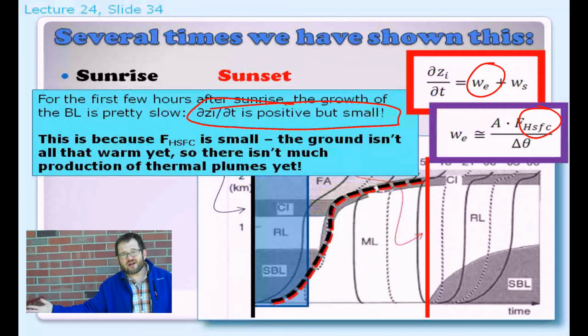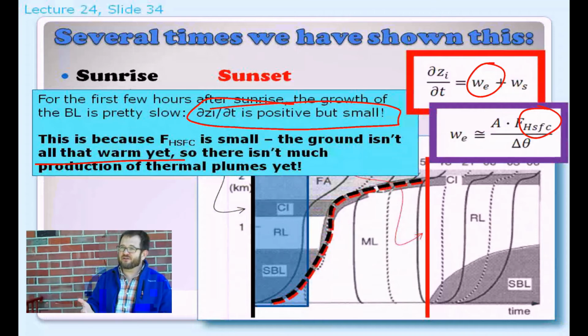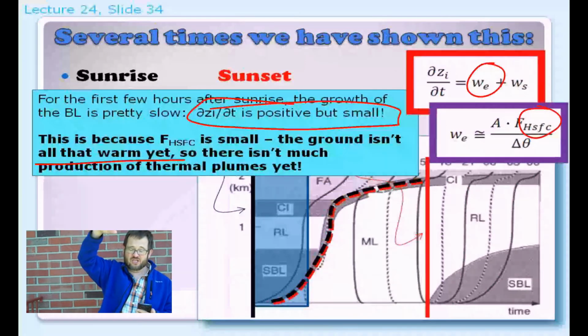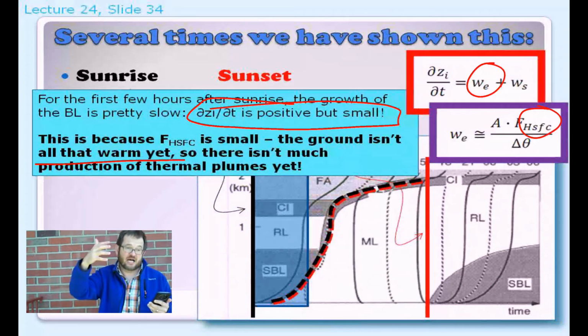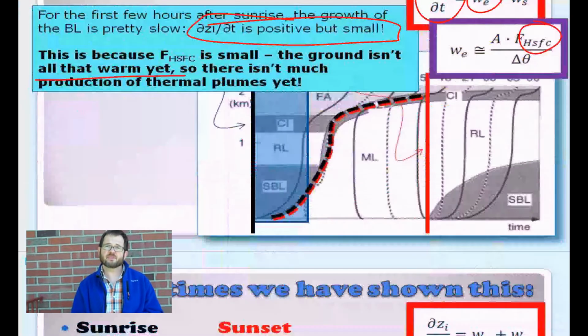Well, first thing in the morning, right after the sun comes up, the ground really isn't all that much warmer than the atmosphere. There really isn't much flux of heat from the surface into the air, so there really isn't much production of thermals. Each thermal that does rise, every plume that rises up and punches through the value of Zi, does pull a little bit of air from the entrainment zone back down into the boundary layer, but there just aren't that many of them. So the rate of growth of the boundary layer just isn't all that great.